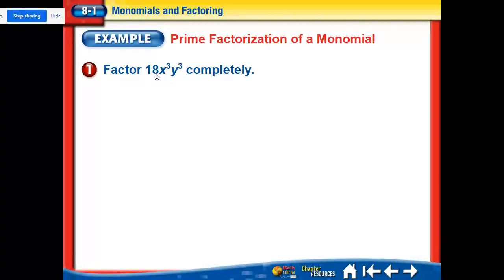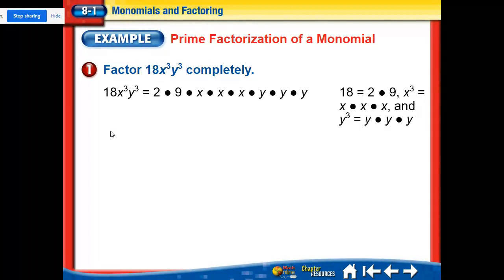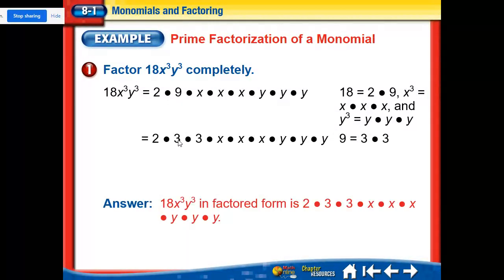So first, in order to do that, we need to remember how to completely factor something. We need to take 18 and either do a birthday cake or a factor tree. And 18, remember, is just 2 times 9. Well, we can break down 9 even more into 3 times 3. So to factor this completely, we can write it out as 2 times 3 times 3. We've got 3 x's, x, x, x, and 3 y's, y, y, y. So that is completely in factored form with all our multiplications. We'll need that in order to go ahead and factor.